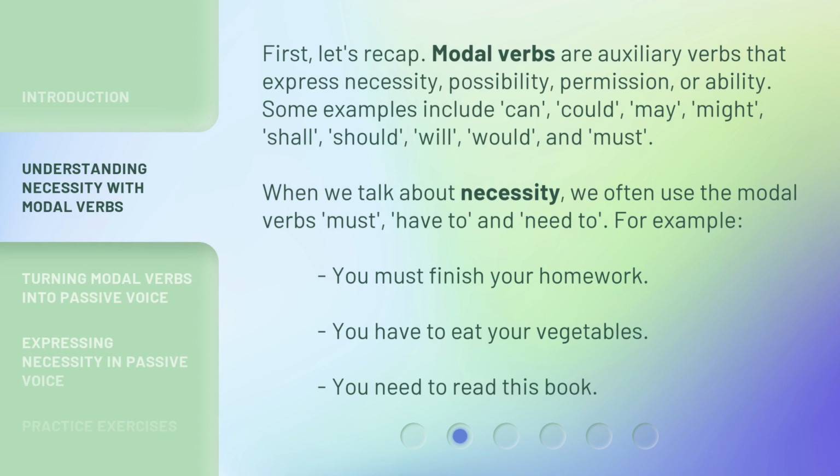First, let's recap. Modal verbs are auxiliary verbs that express necessity, possibility, permission, or ability. Some examples include can, could, may, might, shall, should, will, would, and must. When we talk about necessity, we often use the modal verbs must, have to, and need to. For example, you must finish your homework. You have to eat your vegetables. You need to read this book.